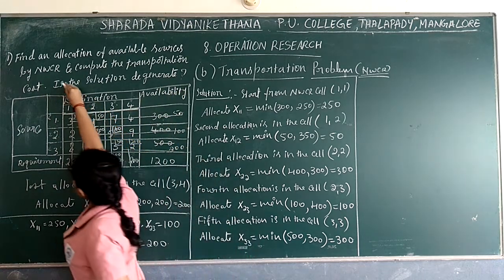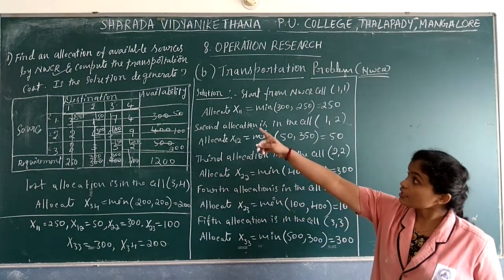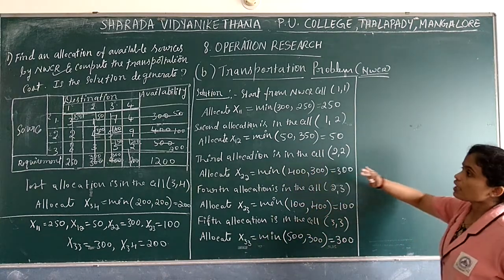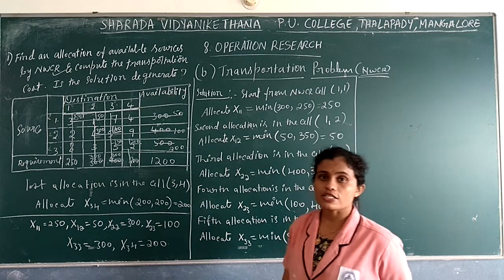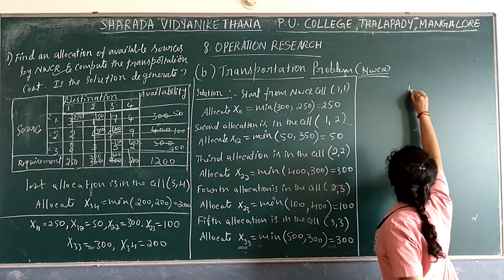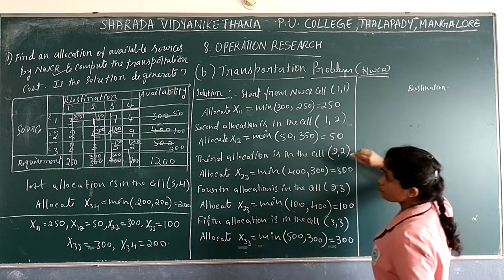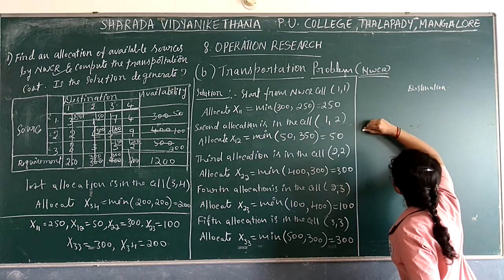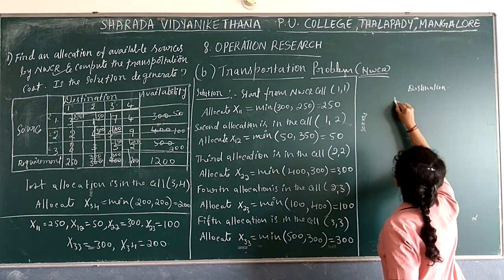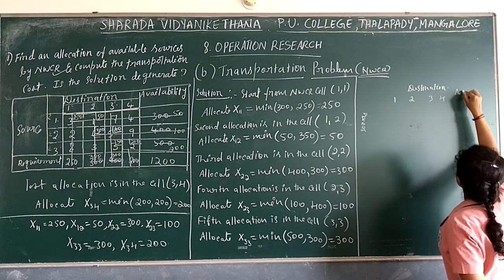Now we completed the northwest corner rule. By using the northwest corner rule, we made the allocation. Then compute the transportation cost. Now once again we have to prepare this table and present only the allocation. Here destinations, and this side sources. How many destinations are there? 4 destinations are there.